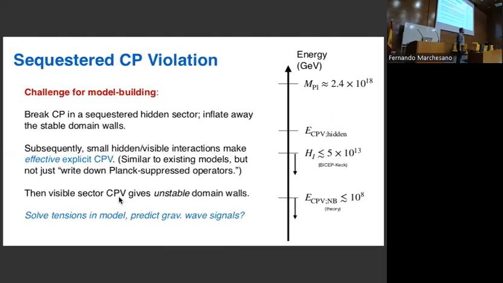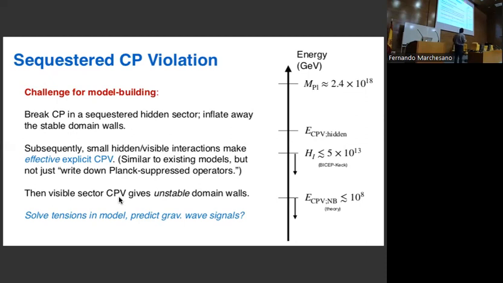Now you can try to get around this, and here's sort of a challenge to model builders. You can imagine building a model where you violate CP at much higher energy, but you do it in a hidden sector that doesn't communicate with the standard model, except through some very weak interactions. So some kind of sequestered hidden sector. The domain walls are stable, they get inflated away, but maybe inflation still happened at a high scale. And then below that, you still have the standard model with what looks like some small explicit CP breaking that came from its weak interactions with the sequestered sector.